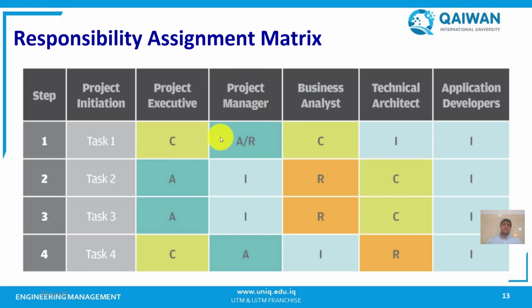Sometimes the responsibility assignment matrix helps us to clarify the expectations and improve the communication, and also ensure effective project management by clearly defining who is responsible for each task and who needs to be consulted or informed.